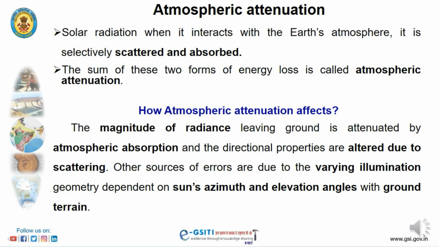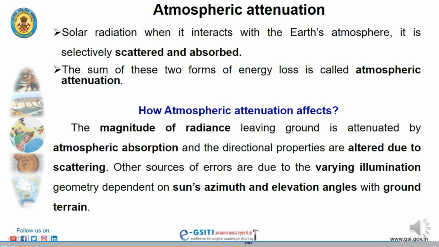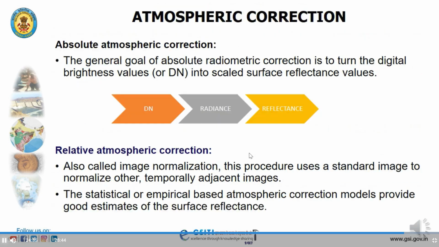Atmospheric attenuation. Solar radiation, when it interacts with Earth's atmosphere, is selectively scattered and absorbed. The sum of these two forms of energy loss is called atmospheric attenuation. This affects the magnitude of radiance leaving the ground, which is attenuated by atmospheric absorption, and the directional properties are altered due to scattering.